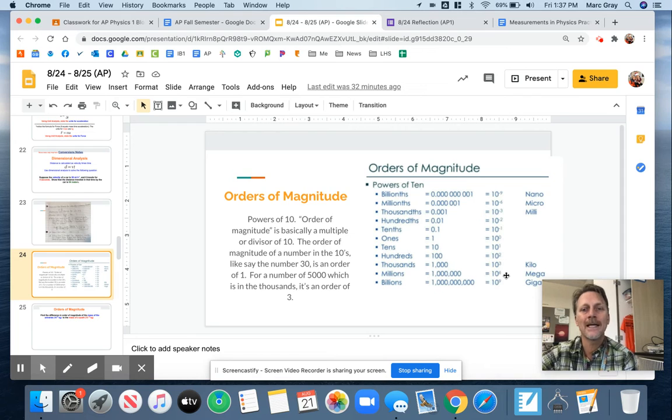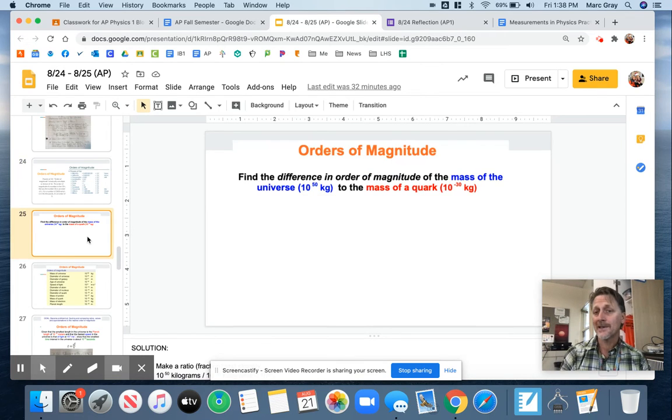Okay, and you can go up in the different direction. Let's say it's power of 10 to the 6. That's an order of magnitude of 6. Okay, that's in the millions right there. So just understanding what order of magnitude is, it gives us an ability to do some estimations. And here's a quick estimation, like what is the difference in order of magnitude between the mass of the universe, which is in the order of magnitude of 10 to the 50 kilograms, and how would that compare to the mass of a quark, which is a subatomic particle that makes up protons and neutrons, and it's in the order of magnitude of 10 to the -30.